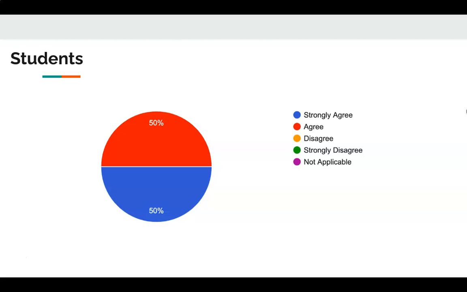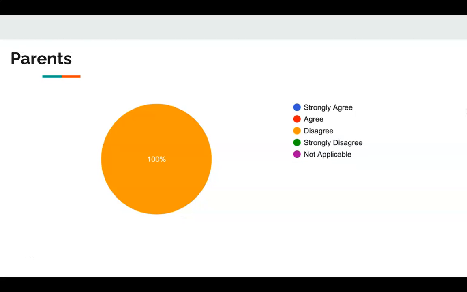And they actually responded very similarly. You have 50% of them saying that they strongly agree, and then 50% of them saying that they agree. So there is definitely an awareness of how they were identified for the program. And it was good to see that students did understand that.